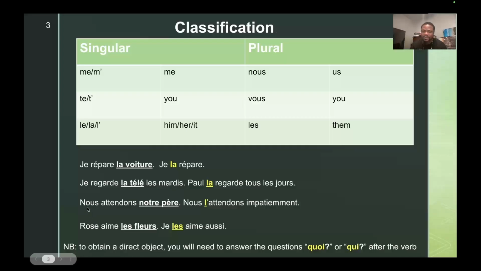For instance here, nous attendons notre père. We are waiting for our dad. We are waiting for who? Nous attendons qui? Who? Qui? Nous attendons. Attendre is the verb. So another thing is to be able to locate the verb and then see if your direct object is right beside the verb. It's easier to know it that way. So that's very important, and I think that really helps.